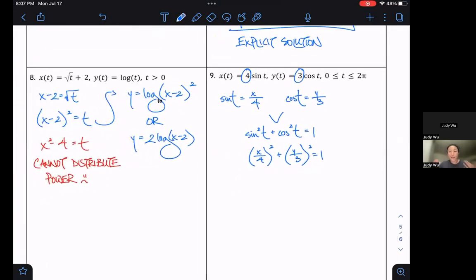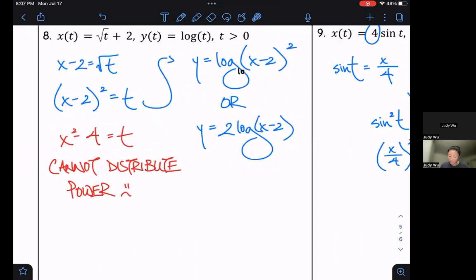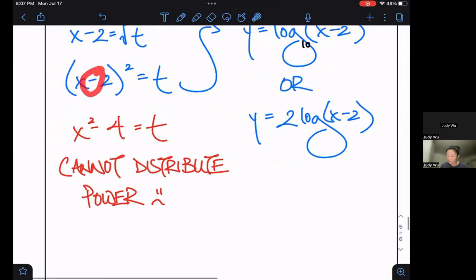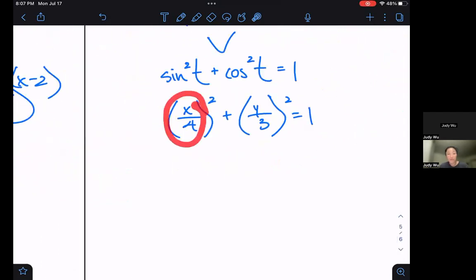Now, I just made a huge fuss about you better not distribute that power. But I'm about to distribute the power here, and I'm about to distribute the power here. Well, how come? I hope it's not because I'm a hypocrite. The reason is we have a minus sign here. But over here, no minus, no plus. No minus, no plus, only multiplication or division. That means we can distribute.